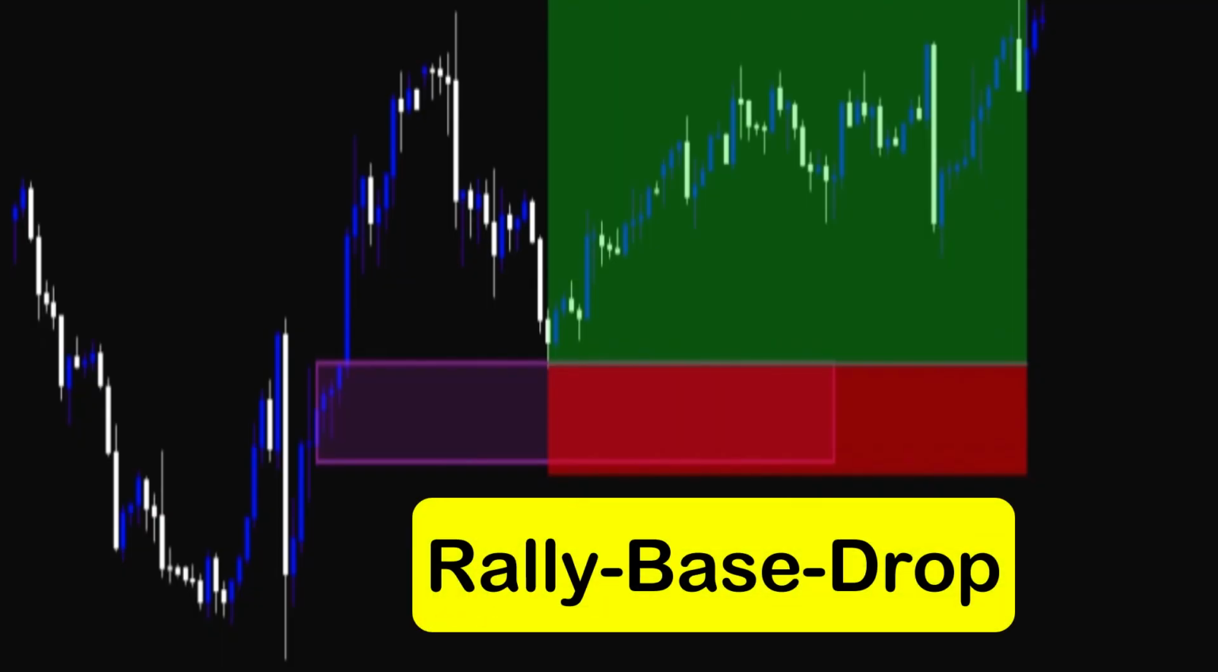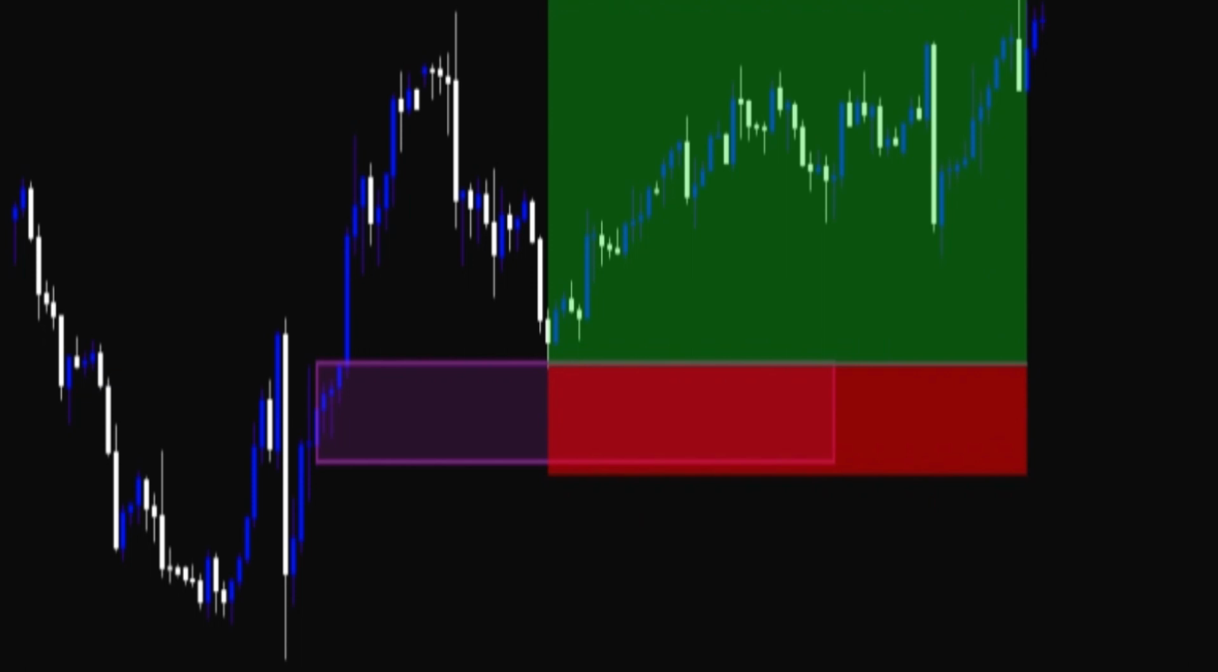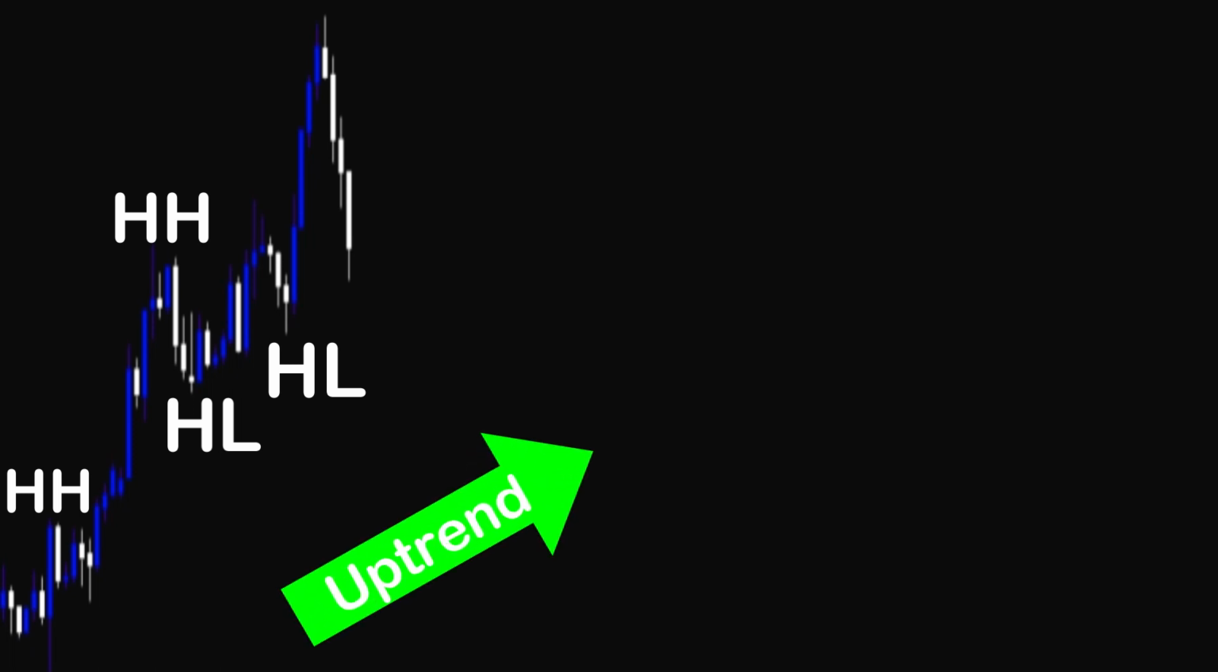The first pattern of supply zone is rally, base, drop. Let us learn about this pattern through an example. Here we have the Euro-Pound chart on 1 hour time frame. We can see the market making higher highs and higher lows, which indicates that the market is in an uptrend. Then we see the market breaking this higher low to the downside, which indicates that the market may reverse from this point. And thus, we draw the supply zone from the area of the base.